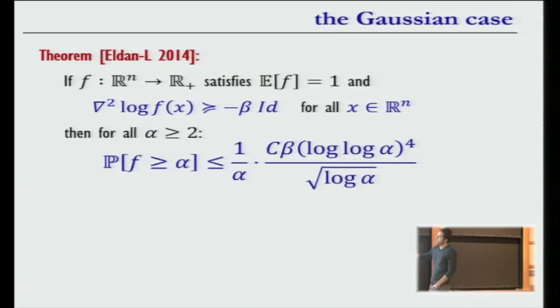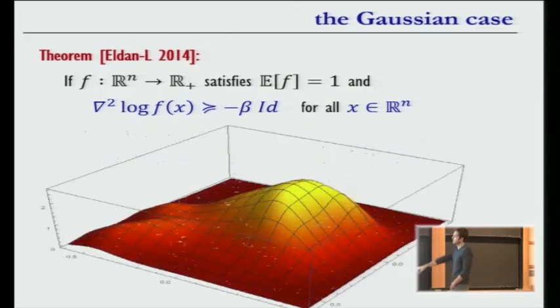You'll notice there's no noise in this theorem. The theorem is just for arbitrary functions on Gaussian space, subject to some kind of Hessian condition, then you beat Markov's inequality. So the probability that f is bigger than alpha is at most 1 over alpha times, up to these annoying factors, square root log 1 over square root log alpha. This bound, up to these factors in the numerator, is quantitatively optimal.